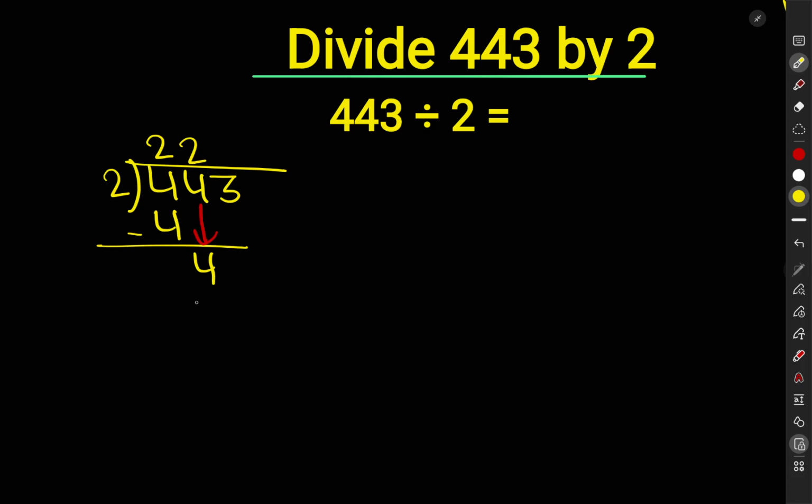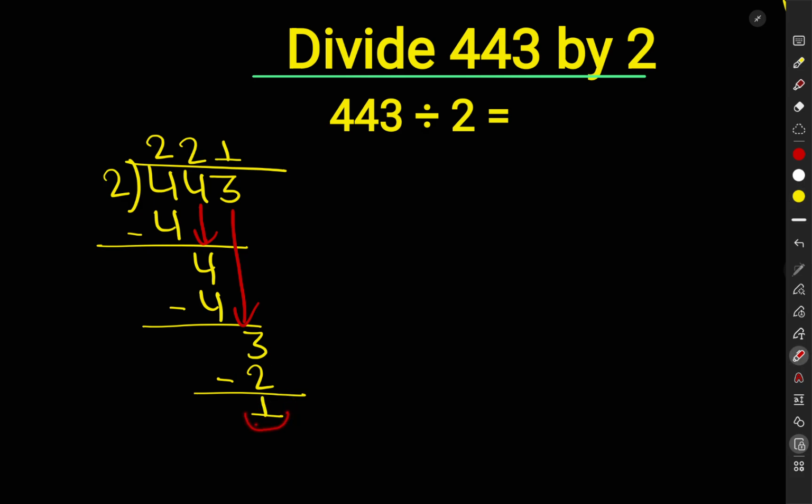2 times 2 is 4. On subtracting it is 0. So we put down these 3 and remove 0. So 2 times 1 is 2. On subtracting it is 1.